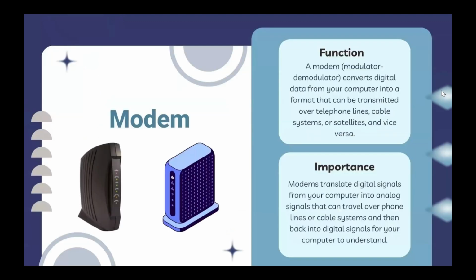And now we're going to talk about a modem. A modem, also known as a modulator-demodulator, converts digital data from your computer into a format that can be transmitted over telephone lines, cable systems, or satellites, and vice versa. Modems translate digital signals from your computer into analog signals that can travel over phone lines or cable systems, and then back into digital signals for your computer to understand.